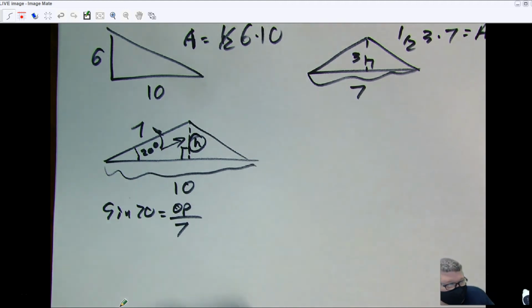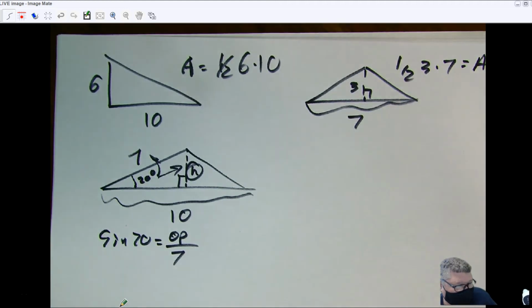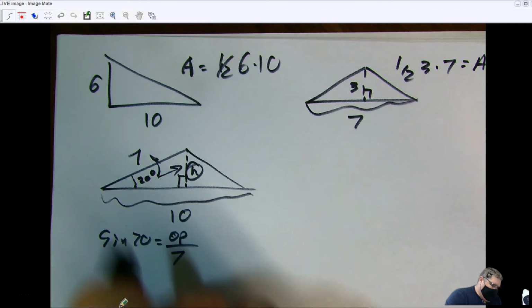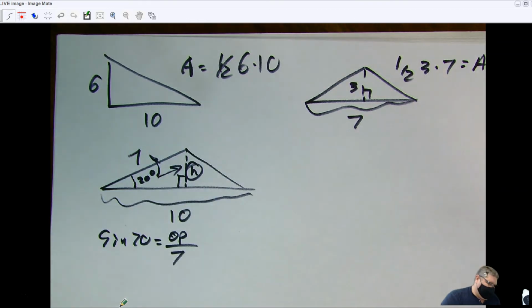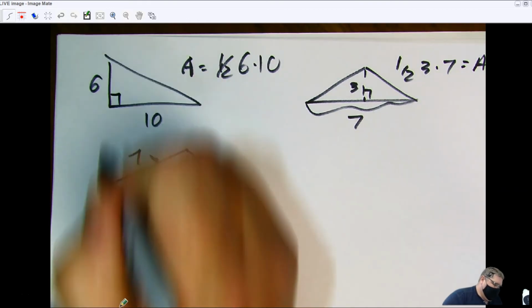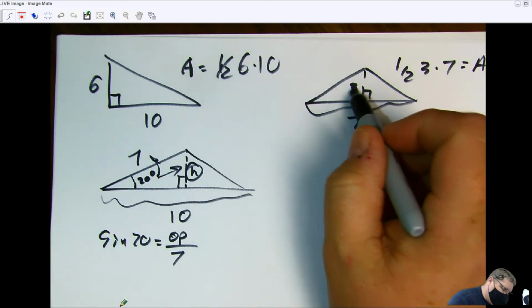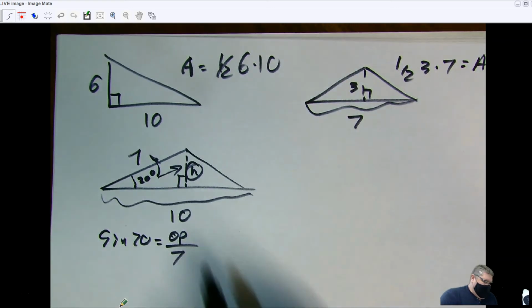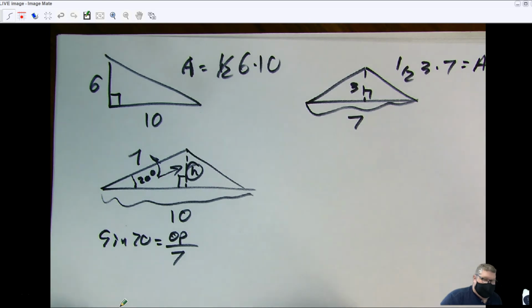Yes, I can. So why did we wait to do some of the areas of triangles until after we had done sine, cosine, tangent? Because in most triangles, they're not actually right triangles, and we're not actually given a height. We're going to have to find it using trig functions.